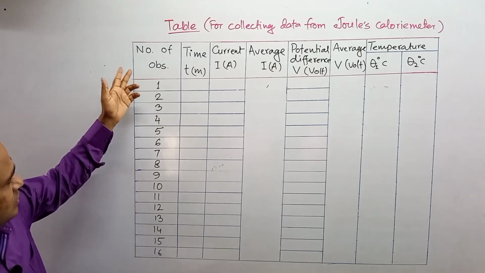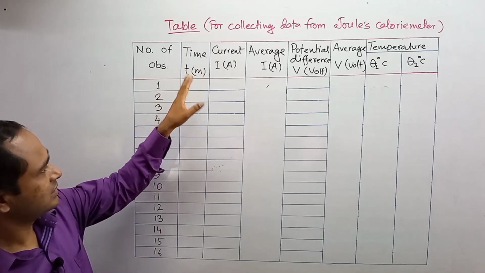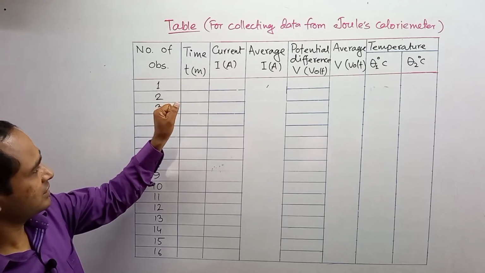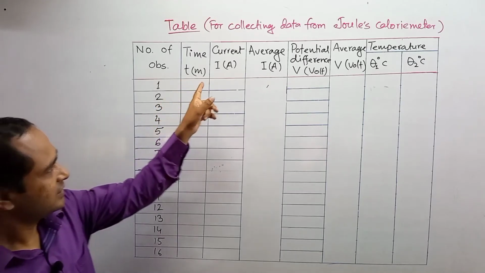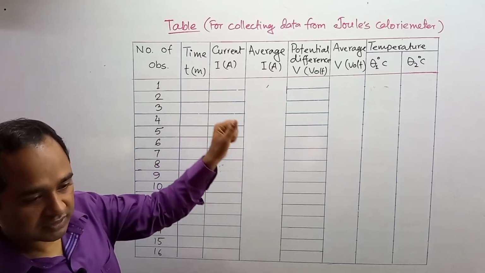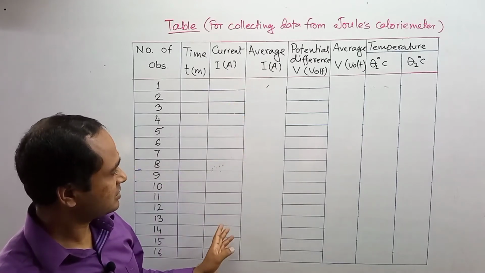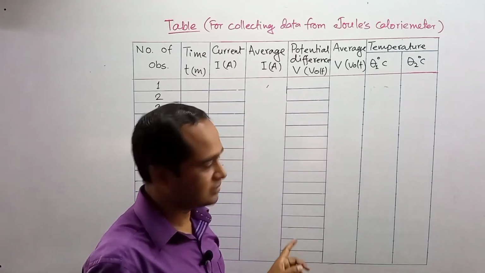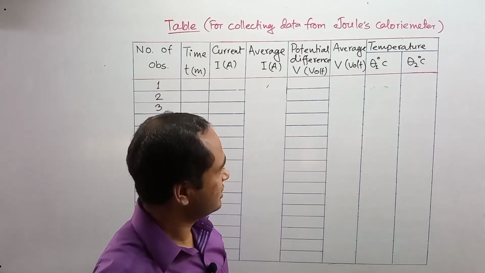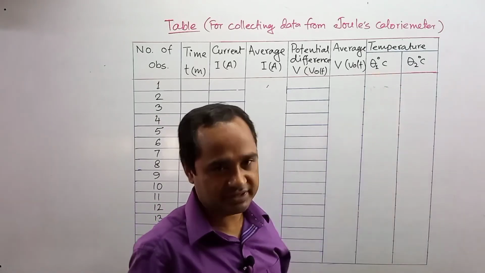In the first column we have to count the number of observations, then in the second column we have to use the value of time, and time will be measured in minute units. Then the current recorded from the ammeter, then the average value of the current, then the potential difference across the heating coil, then the average value of the potential difference, and finally theta 1, theta 2, that is initial temperature and final temperature.